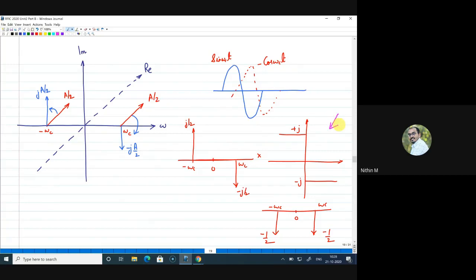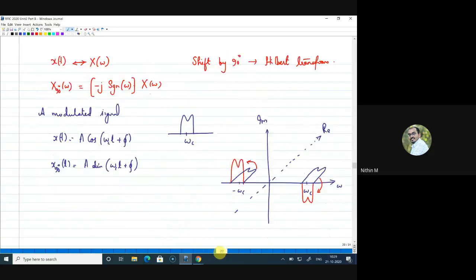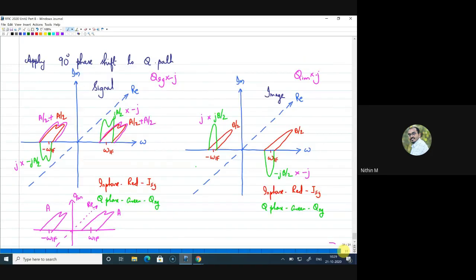Can you see this, Nikhil? I remember I have written one equation also. Okay, I didn't do that. Let me write that here. So if I want to apply 90-degree phase shift to a signal, it is the same as multiplying with minus j signum of omega into X of omega. X of omega is the original signal. Yes, Nikhil, thank you for asking. Probably it would have helped others also.